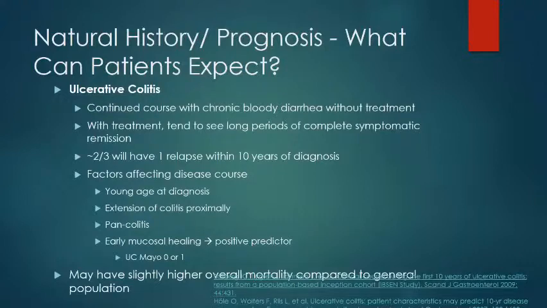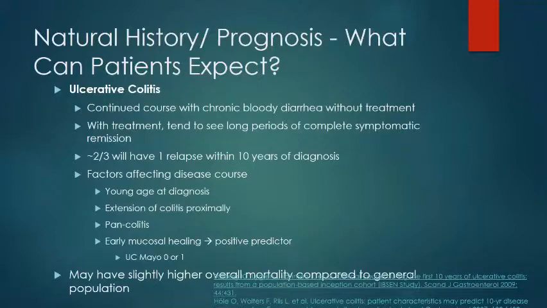For UC in general, patients usually have, without treatment, chronic diarrhea, chronically bloody. Rarely do they have pain, so this is more of a bloody diarrhea type of symptomatology. And with treatment, you do tend to see long periods of complete remission. Despite that, within 2-3 years, 66% or so of these patients will relapse and require steroids or step up of therapy.